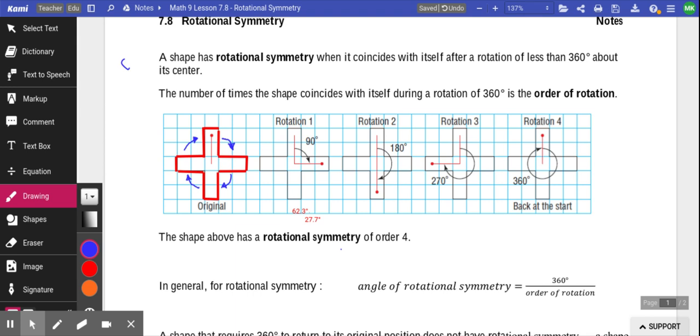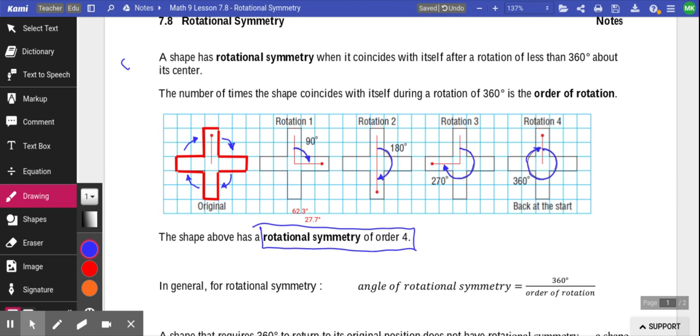Let's look at the first one. I could rotate this 90 degrees, and that object looks the exact same. I take that original object, rotate it 180 degrees so the top is now at the bottom, and it still looks the exact same. I rotate it 270 degrees, now the top side is on the left, and it still looks the exact same. And if I did a full 360, it comes back to the original spot and it looks the exact same. That means this thing has a rotational symmetry of order 4.